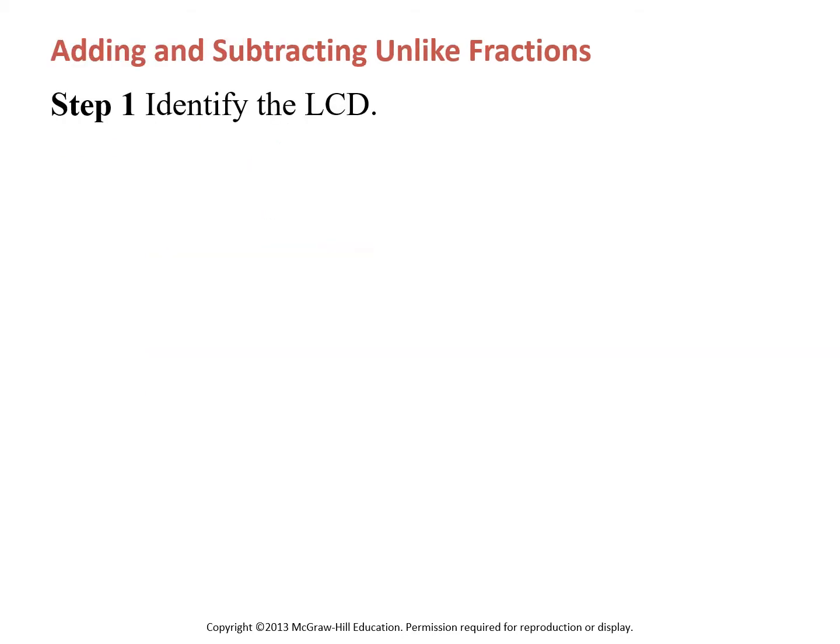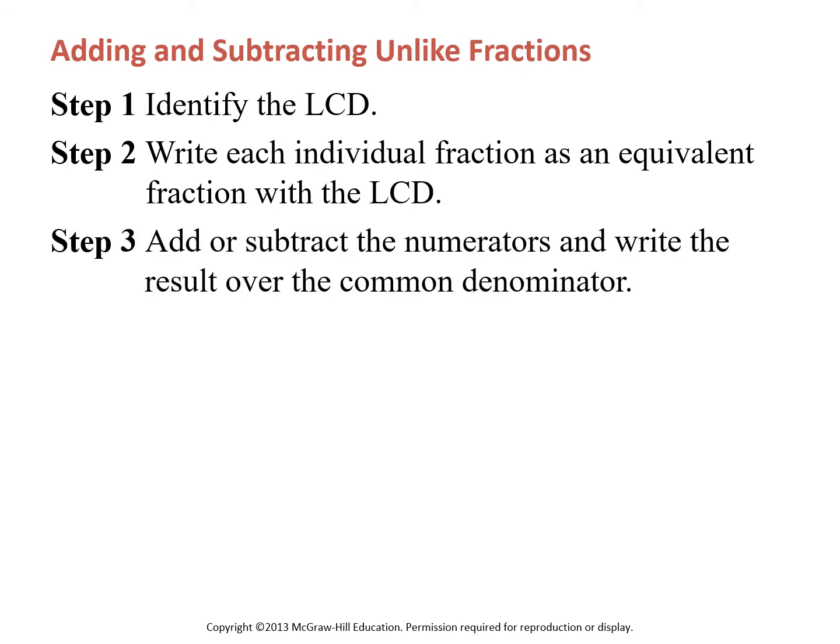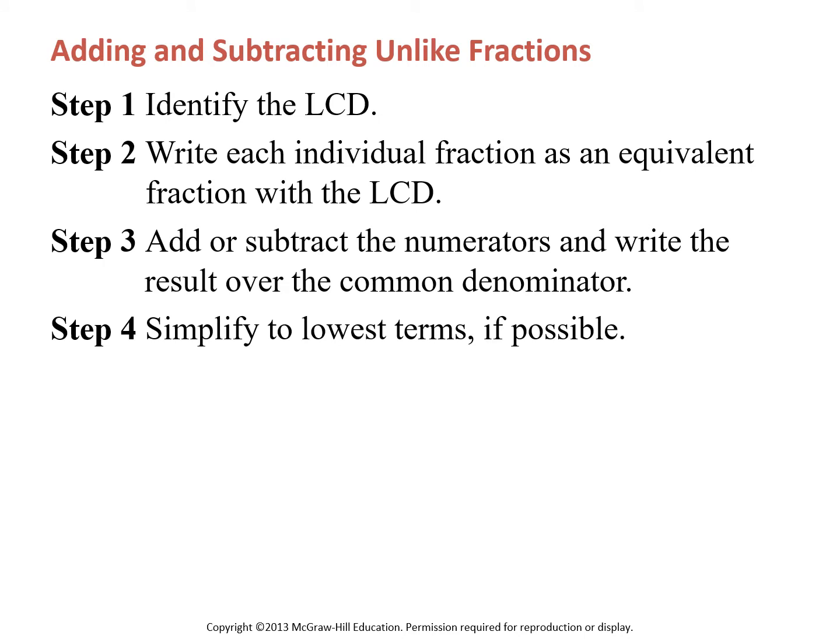So our steps are going to be to identify what the least common denominator will be and rewrite each individual fraction as an equivalent fraction with that least common denominator. We'll combine the numerators and keep the common denominator, and we will simplify to lowest terms if possible.